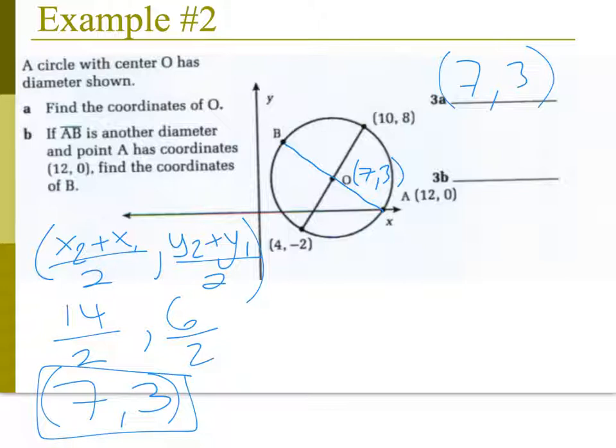So to go from 12 to 7 in that x direction, how far are we moving? We're moving 5 to the left, right? So we're subtracting 5 to get there. So if I subtracted 5 to get to the midpoint, I should subtract another 5 to get to my endpoint, which would be 2, right? 12 minus 5 is 7. 7 minus 5 is 2. I can do the same thing for the y coordinate. 0 plus 3 is 3. 3 plus 3 is 6. So 2, 6 would be my answer here.